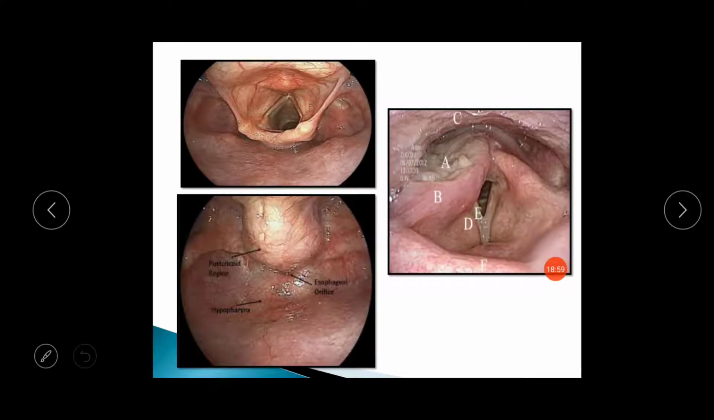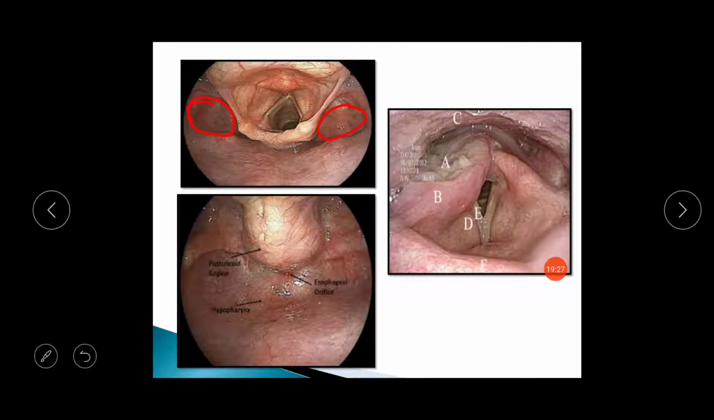Now here in this endoscopic diagram you can see that this is the midline, this is the anterior and this is the posterior part. These are the bilateral arytenoids which help in formation of the laryngeal inlet. Now the lateral area of the hypopharynx is the pyriform fossa.